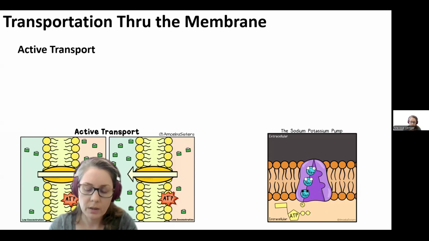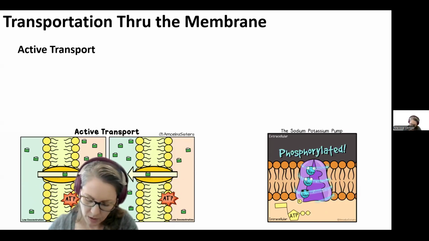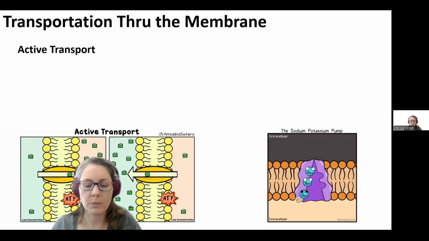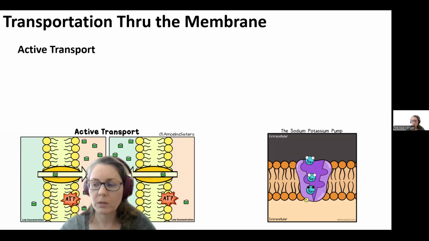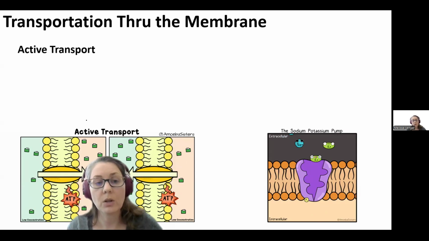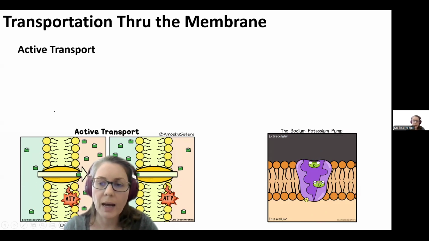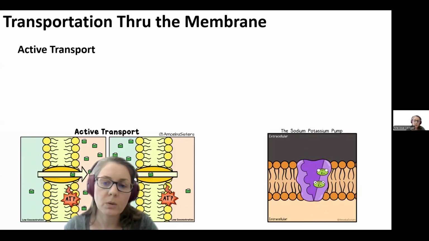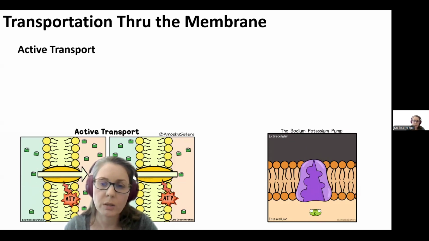So the last one is, we're going to look at active transport. So passive transport is important because every cell does passive transport, but active transport is also important because active transport is going to help us in several situations that we're going to see this semester, in particular when we look at neuron physiology and muscle physiology.